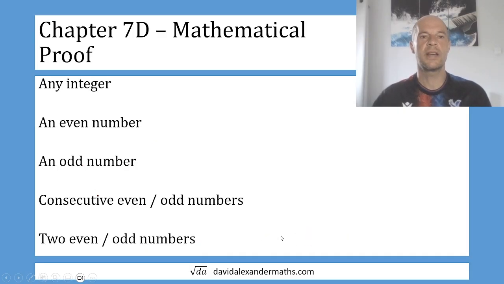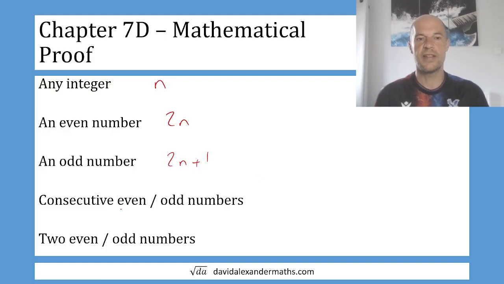Now when we're doing proof, we just need to remember how we represent, for example, any integer. Any integer, n. An even number, as we've just seen in the previous example, is 2n, because when you multiply any integer by 2, it will be even, and an odd number is an even number plus 1. You could put 2n minus 1. You could put 2n plus 177. As long as you're adding an odd number onto 2n, we've got an odd number.